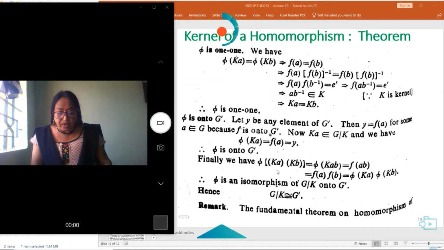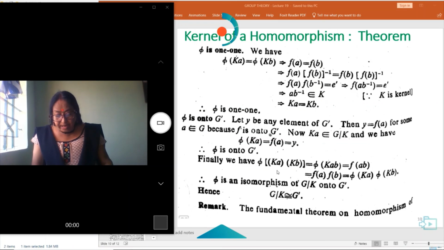Now phi is onto G'. Let y be any element of G'. So y is equal to f(a) for some a belonging to G. Now Ka belongs to G/K and we define phi(Ka) = f(a) = y. Hence phi is onto G'.